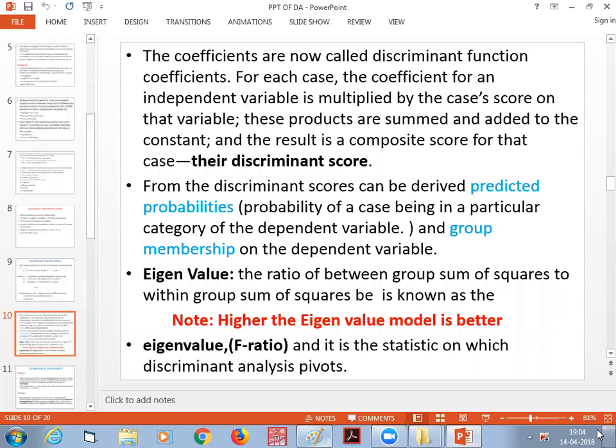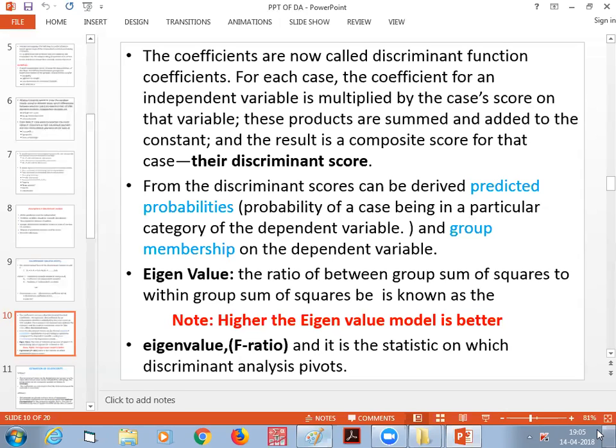Okay. So the probabilities, how can we calculate? Using the discriminant score. But this was not there in the regression model. In the regression model, we are not going for calculating the probability. But here we are finding the probabilities. For what reason? To know the chance of an individual object belonging to one of the groups, either the first group or the second. So that is the second thing.